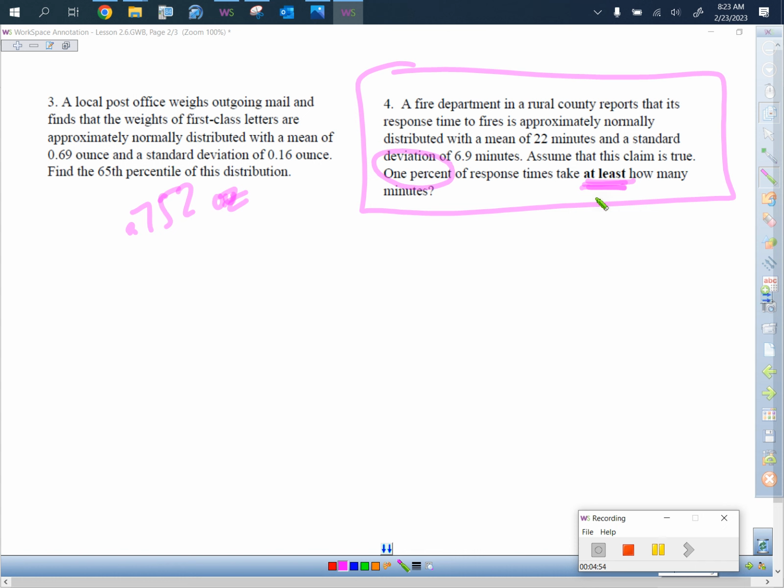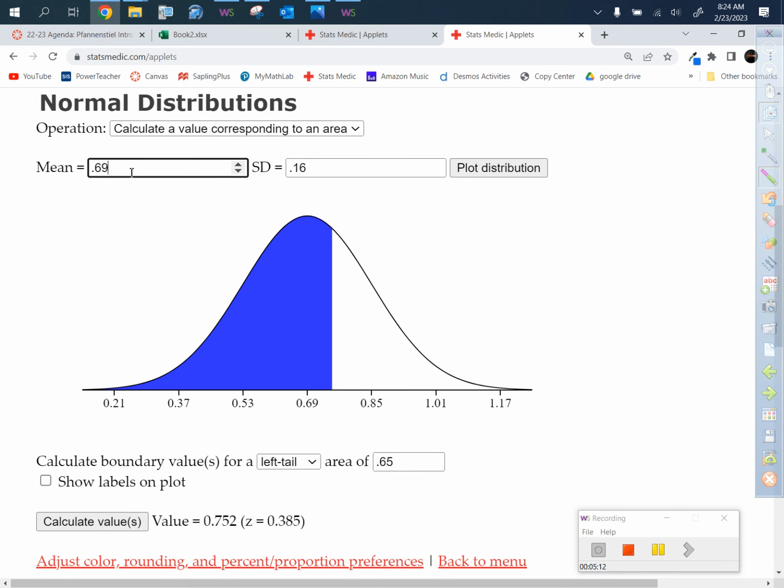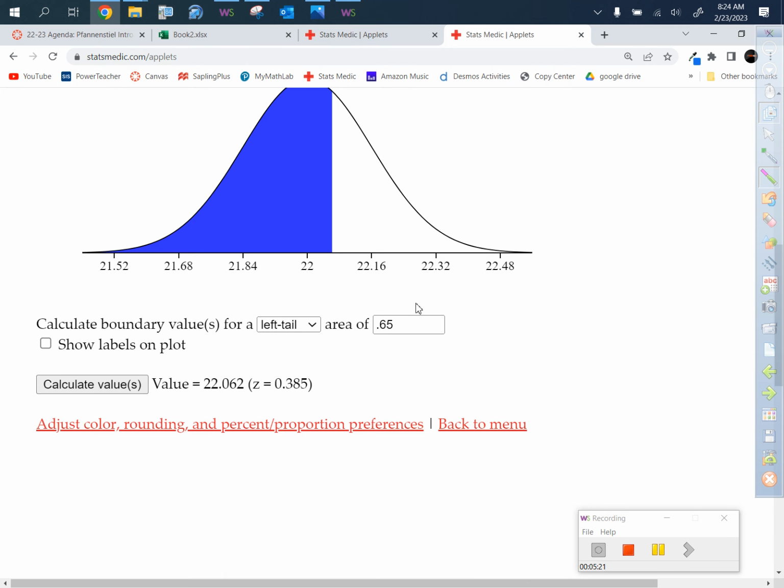They say 1% of response times take at least this many minutes. This is kind of like a think backwards. If 1% take at least this many, that means you really want to find the 99th percentile. It's just like, oh, 1% should do this, so that means you're at the 99th percentile. So same concept. You could enter the data, mean of 22, standard deviation of 6.9 minutes. And because they wanted at least 1% to do that, we'll go with the 99th percentile and do this.